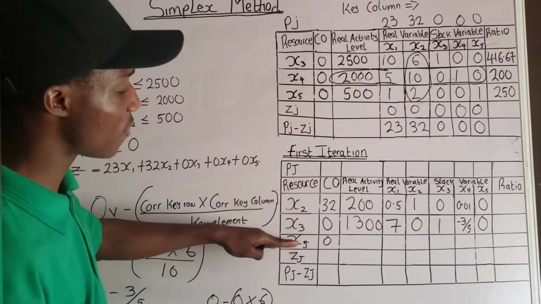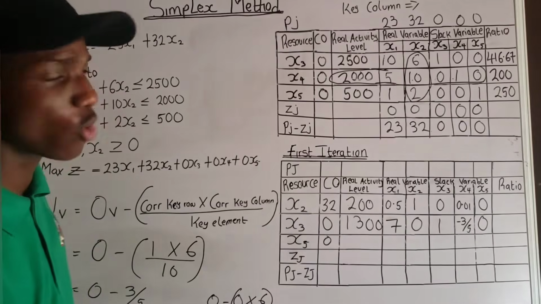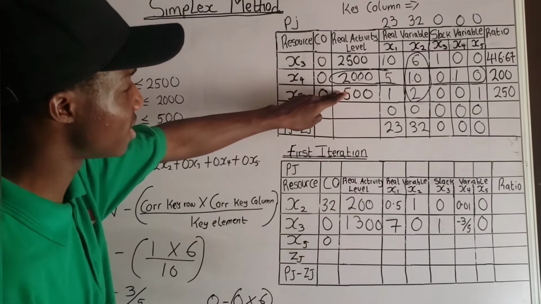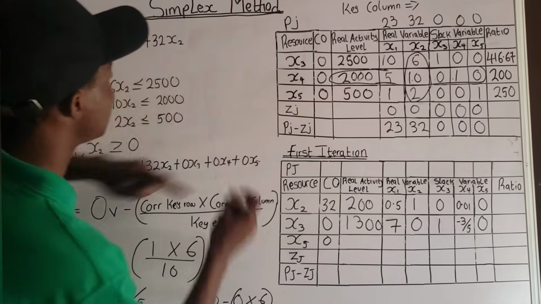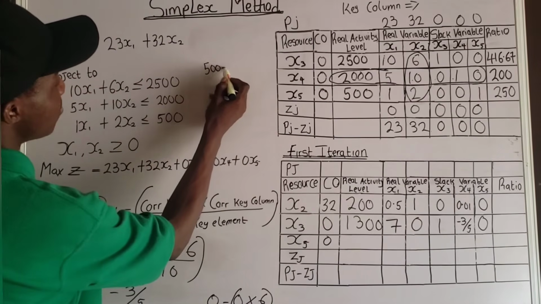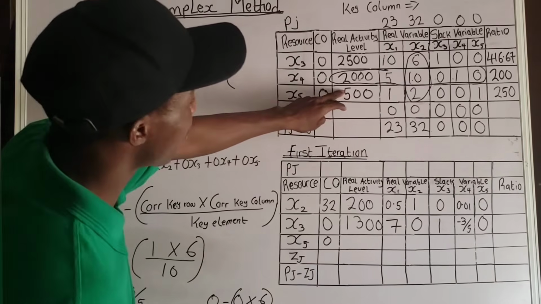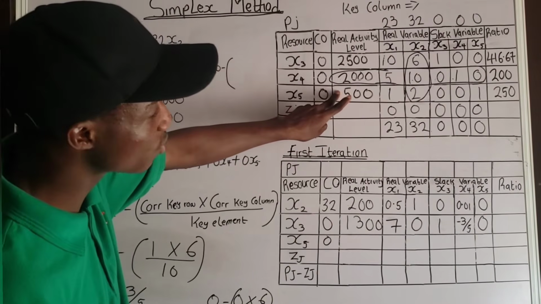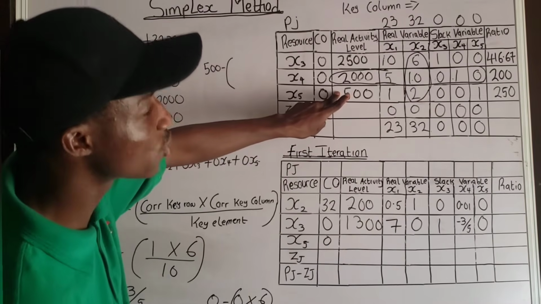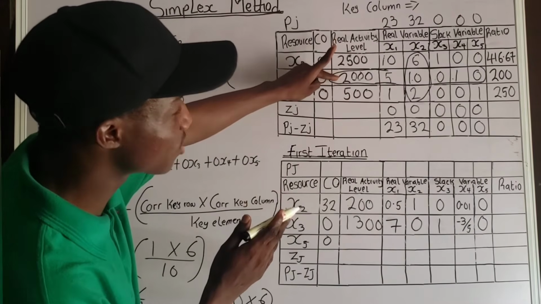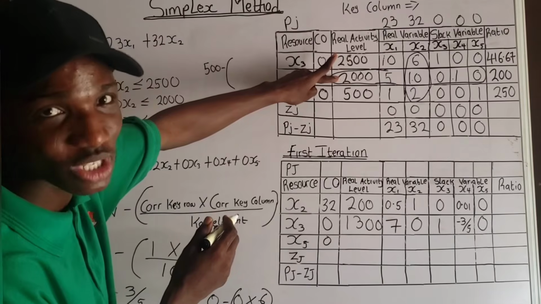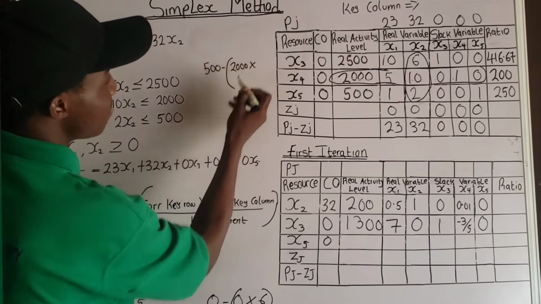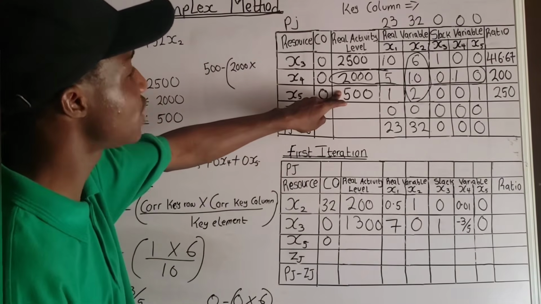Let us get the new value of row x5. We are going to use the same approach to get the new value of these cells now. The old value is 500. So I'm going to have 500, which is the old value, minus the corresponding key row element. I'm going to trace from 500 to the key row element. The element that corresponds to 500 is what? 2000. You understand? So I'm going to have 500 minus 2000 multiplied by the corresponding key column element.